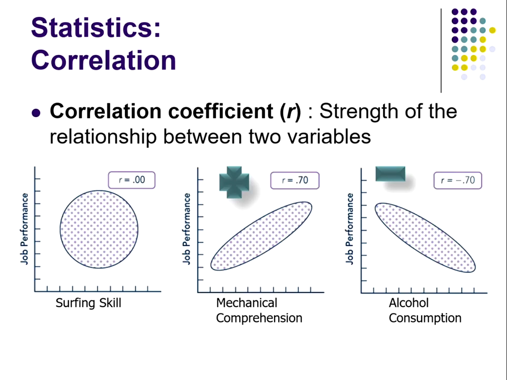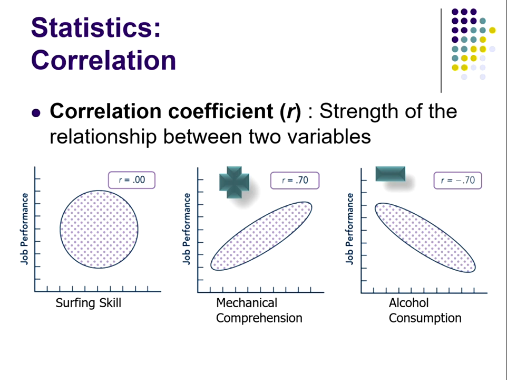Job performance is the y-axis in all examples. And then on the far left, I've got surfing skill as the other variable. In the middle, I've got mechanical comprehension as the other variable. And then in the right hand, I've got alcohol consumption as the other variable. The one on the left is showing us an r value of 0.00.